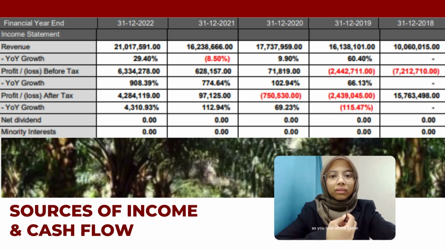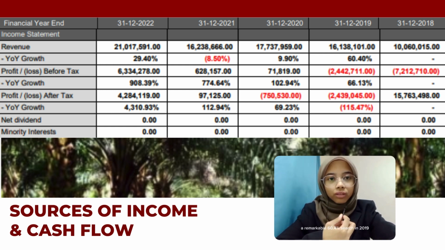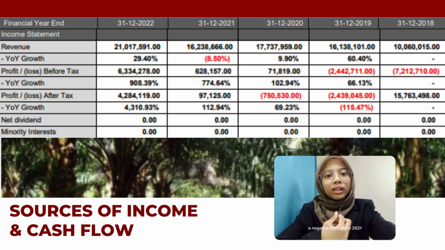As you look at the table, Green Plantation STM-BHD has experienced a consistent increase in revenue over the past 5 years, with year-over-year growth rates fluctuating. A remarkable 60.4% surge in 2019, a negative 8.5% dip in 2021, and a notable rebound of 29.4% in 2022.